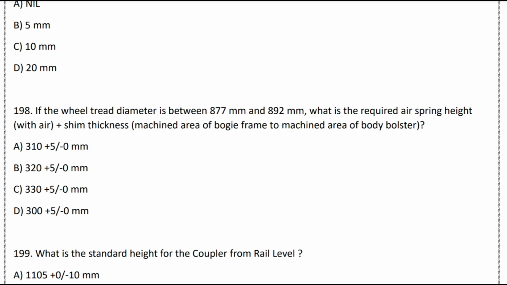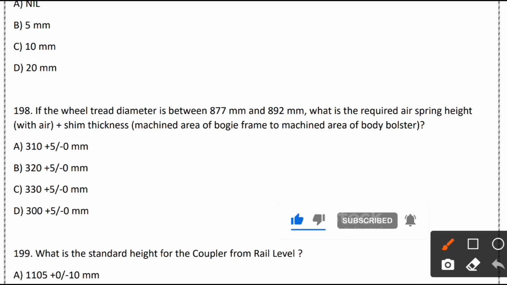198. If the wheel tread diameter is between 877 mm and 892 mm, what is the required air spring height plus shim thickness? A. 310 plus 5 minus 0 mm. B. 320 plus 5 minus 0 millimeters. C. 330 plus 5 minus 0 millimeters. D. 300 plus 5 minus 0 millimeters. The correct answer is C. 330 plus 5 minus 0 millimeters.